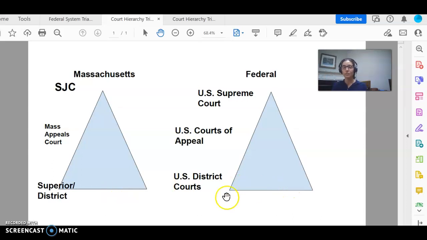So I've drawn these 2 triangles for you. Let me give you some of the names for the trial court. At the Massachusetts side, so we're talking about Massachusetts state courts only.